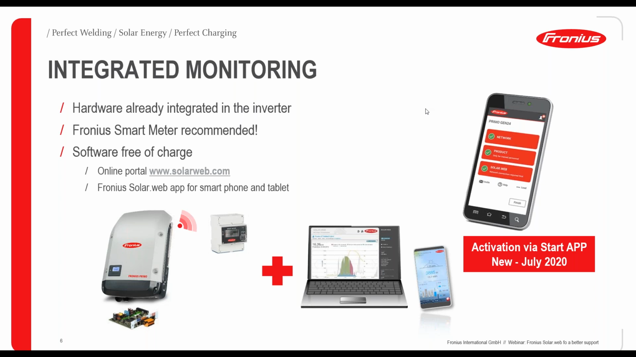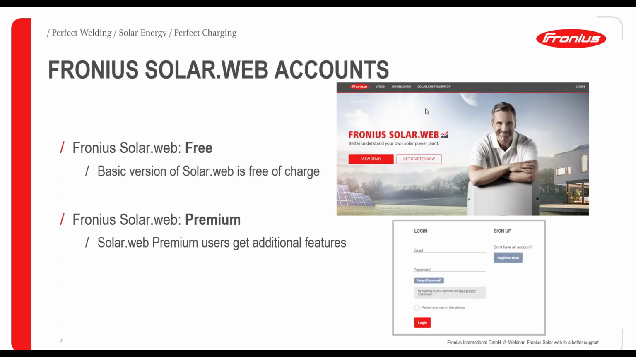Then basically you have two accounts in SOLAR.WEB. We have the free account and the premium account. The free account is free of charge, and the premium account has some cost for you. Therefore, we charge you an annual amount, something like 24 euros, a bit different in the countries.